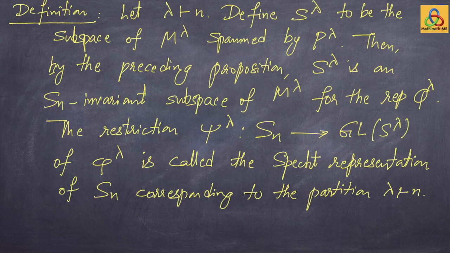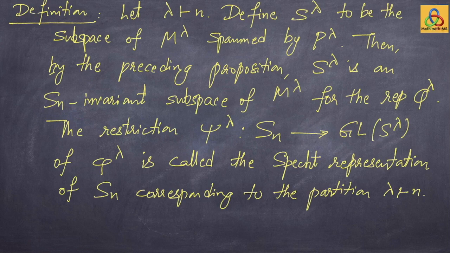I want to make an important note here. We say that S lambda is the subspace of m lambda spanned by P lambda, where P lambda is the set of all polytabloids. S lambda is simply a subspace spanned by P lambda. It is not true that P lambda is a linearly independent set.